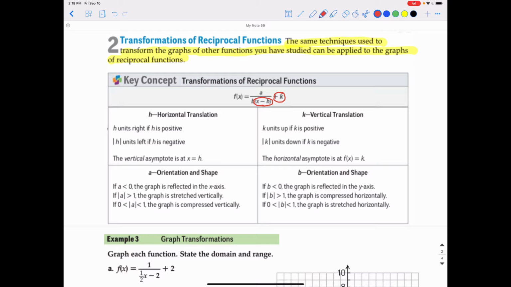With reciprocal functions, I really focus on the vertical translation because the vertical translation not only helps you find how far the graph goes up or down, but it's really integral in helping you find the horizontal asymptote. Because just like graphs can move up and down, so can asymptotes.